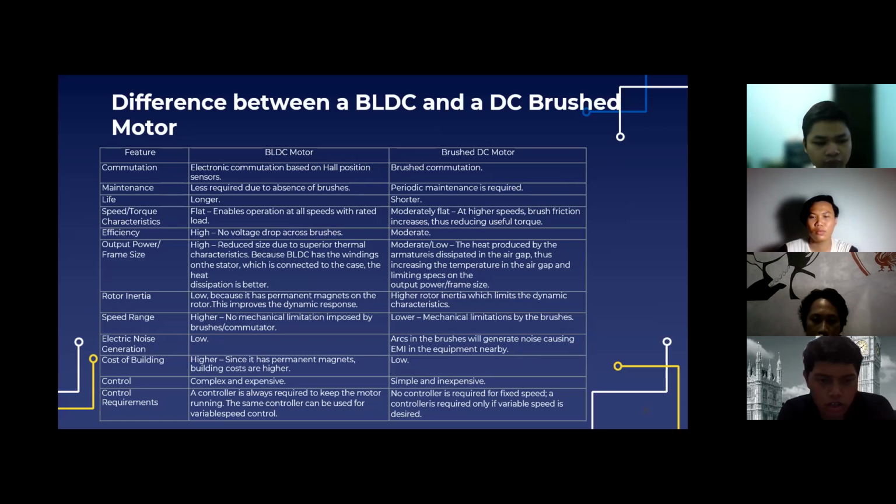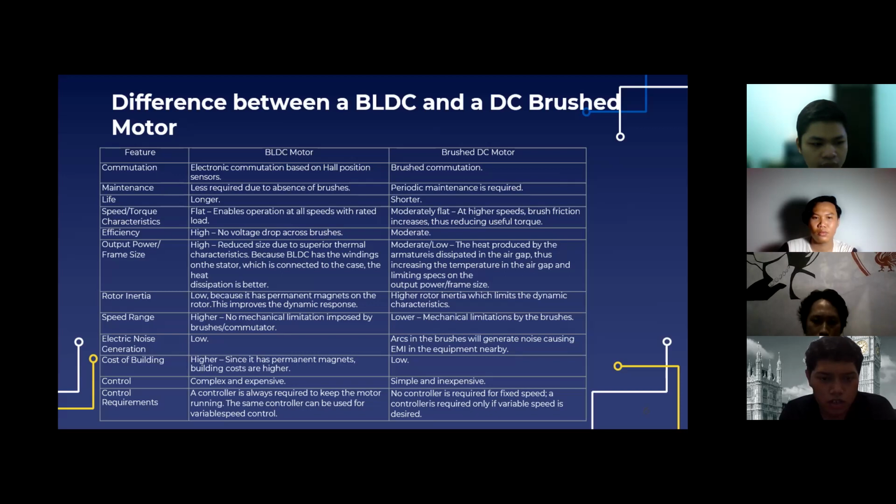Rotor inertia on the PLDC motor is low because it has permanent magnets on the rotor. This improves the dynamic response. But the brush DC motor has high rotor inertia, which limits the dynamic characteristic.